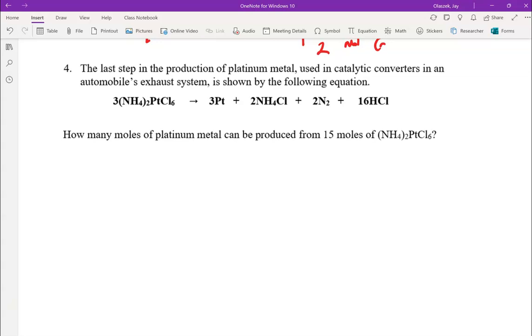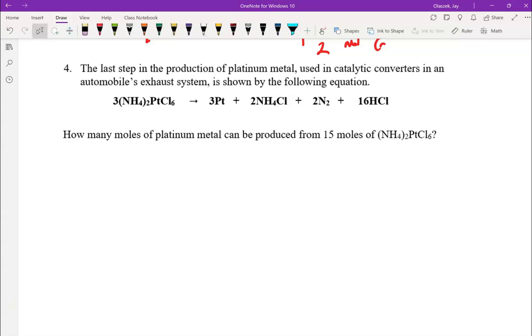Okay, wow, what's going on here? Look at this. This is the last step in the production of platinum metal. Production of platinum metal means platinum metal is a product. We see it right here. The last step in the production of platinum metal, which is then used in catalytic converters in an automobile's exhaust system. We're not worried about that. This is how we're making the platinum that goes in there. It's shown by the following equation.